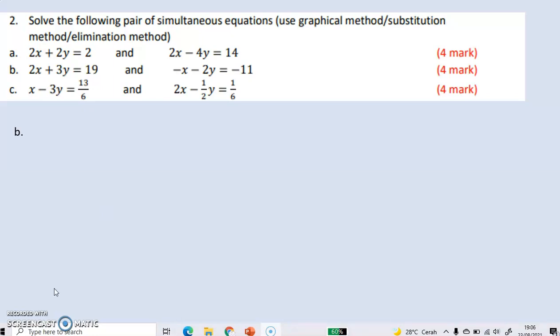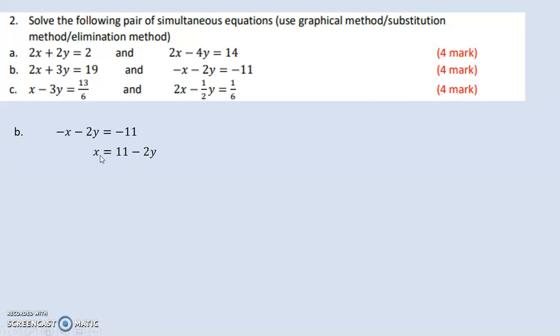Okay. Here 2x plus 3y equal 19, and then here the second equation like this. Let's see how to solve it. Here I write the first equation and then I make x the subject, like this. We move the y to the right.